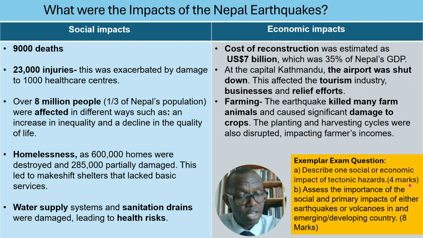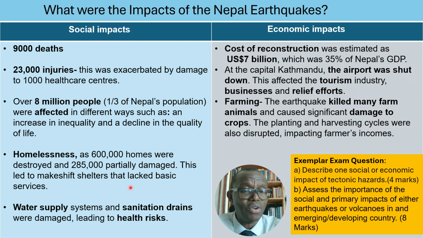lacked basic services. Now, if we are talking about a lack of basic services and people are living in makeshift shelters, then it means that services such as piped water, sanitation, and so on, like sanitation drains, which we shall talk about here, are not available. And because of that, there will be a lack of hygiene. And because there is a lack of hygiene, it means that people are likely to become unwell. They are likely to get sick.